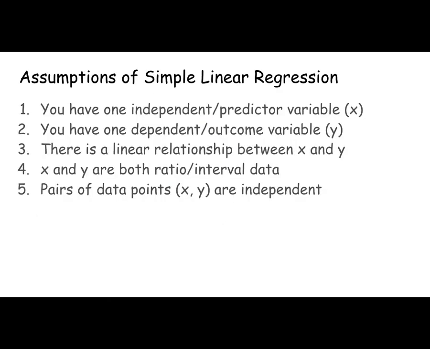There's some assumptions for simple linear regression. If a paper says they're doing simple linear regression, then they have one independent or predictor variable and one dependent or outcome variable. And they're assuming there's a linear relationship between the two. They're also assuming both x and y are ratio or interval data, and that the pairs of data points are independent, that they're coming from different people. It's not multiple measurements from the same person.